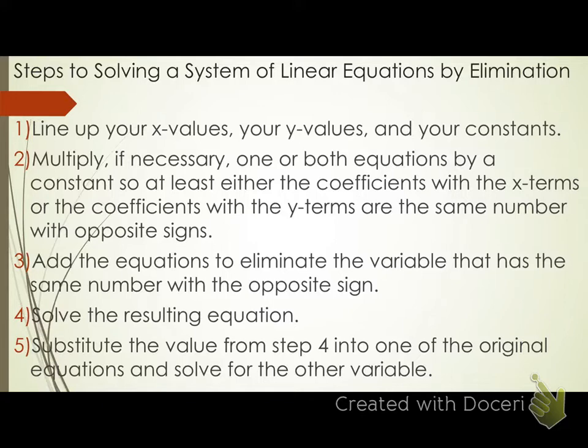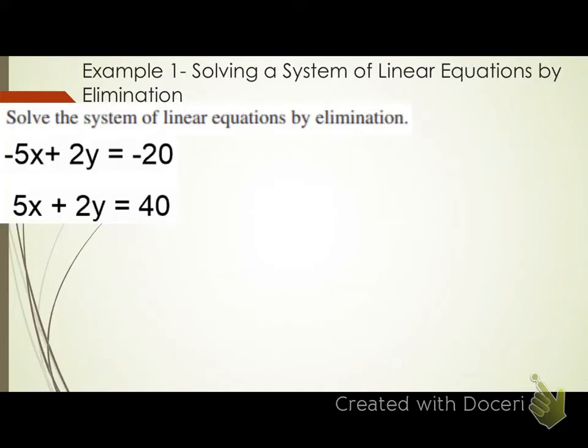I'm going to give you a little bit more time to write. Okay, moving on to our examples. Example 1, solve the system of linear equations by elimination. Negative 5x plus 2y equals negative 20. 5x plus 2y equals 40.